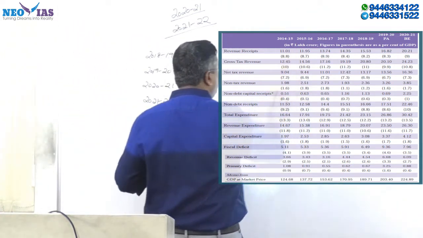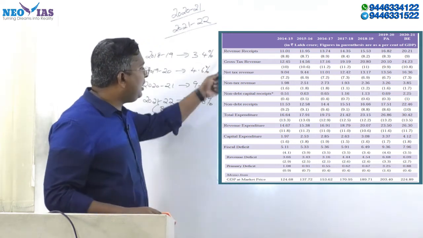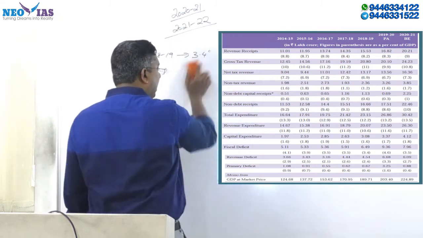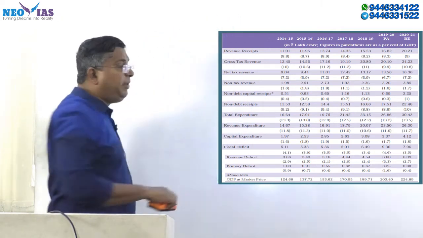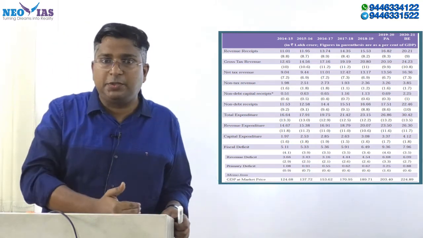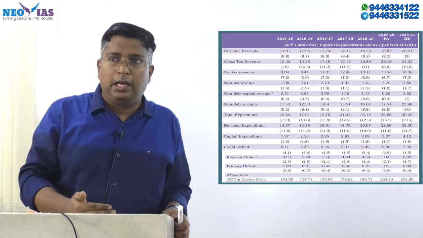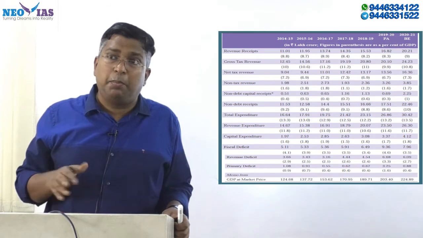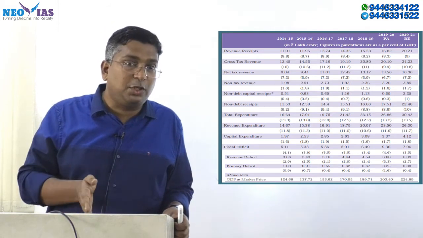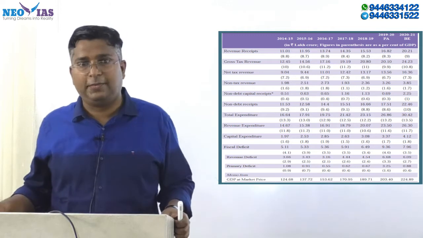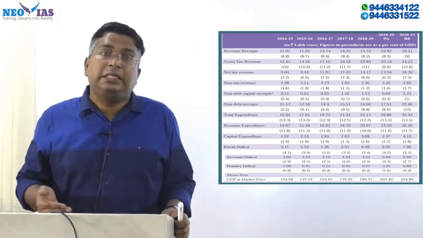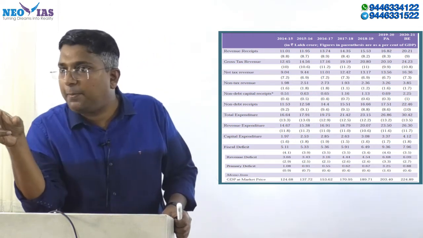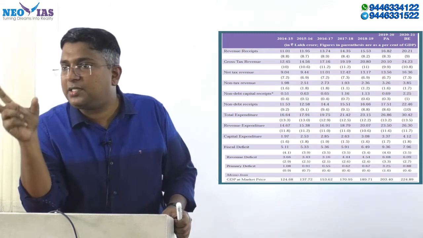Now, what are the other terms used? You are familiar with these terms. Then non-debt capital receipts. The economic survey is dividing receipts: we know receipts are divided into revenue receipts and capital receipts, but the economic survey is also dividing receipts into debt receipts and non-debt receipts. So in capital receipts there are certain non-debt capital receipts also. The most common non-debt capital receipt is disinvestment.